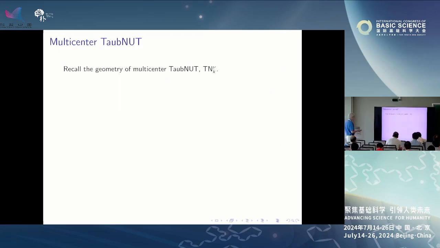Okay, so what is Taub-NUT, multi-center Taub-NUT, if you haven't played with it recently? So first of all, it's a bundle. Excuse me. It's a degenerate circle bundle over R3. So if you take out k points in R3, call them nu sigma, sigma running from 1 to k, then pi outside of those k points is just a circle bundle, and the circle fibers collapse at those k points.